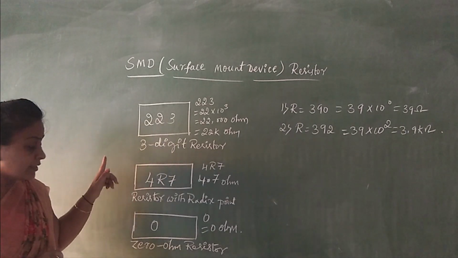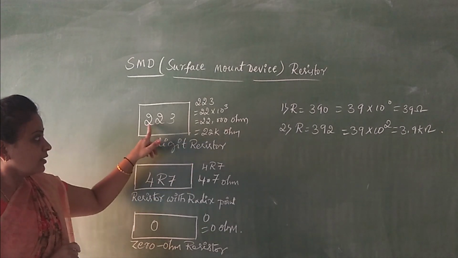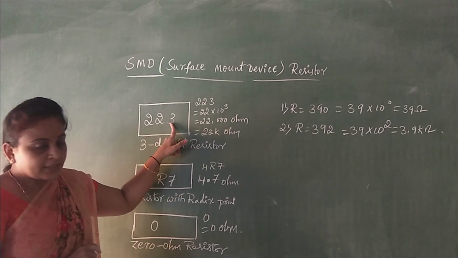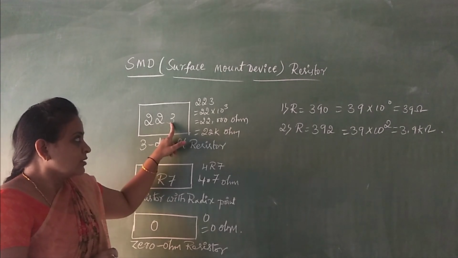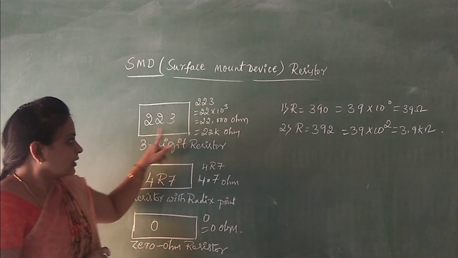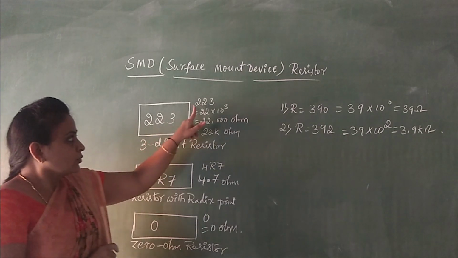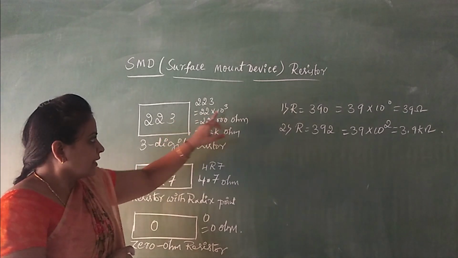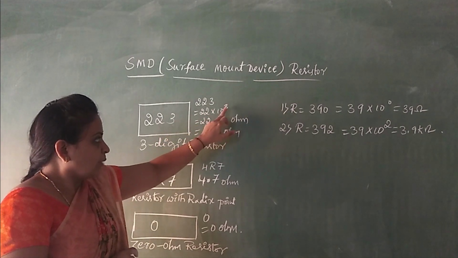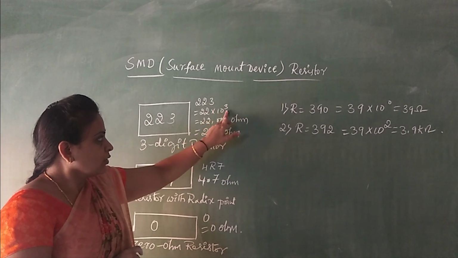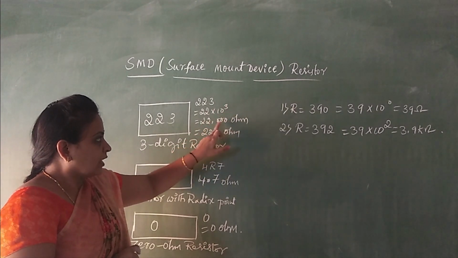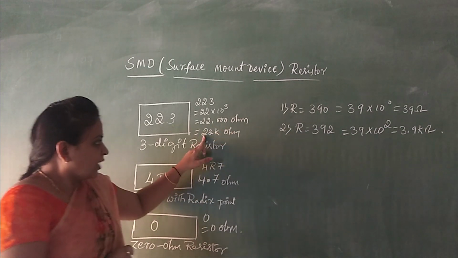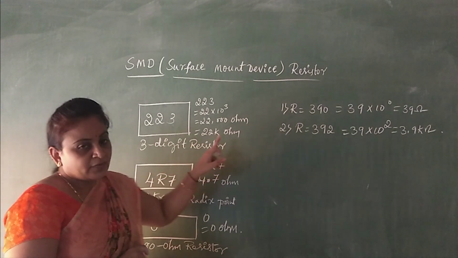In a 3-digit resistor, the first 2 digits represent the resistance value and the 3rd digit indicates the multiplier. So take the surface mount resistor 223. 22 indicates the resistance value and 3 indicates the multiplier, into 10 power 3, 22 into 10 power 3. For 10 power 3 we write 3 zeros, 22 followed by 3 zeros. So we determine the value of this resistor is 22 kilo ohm.